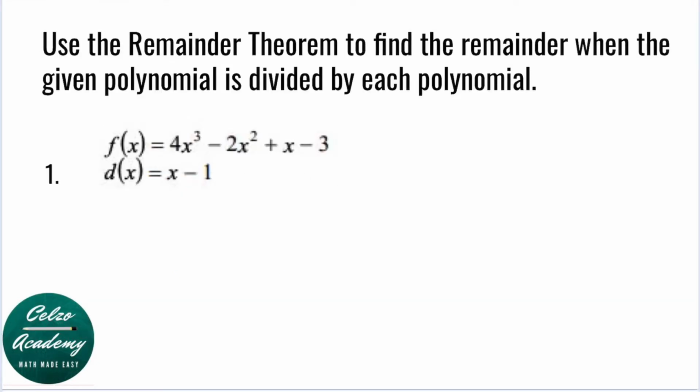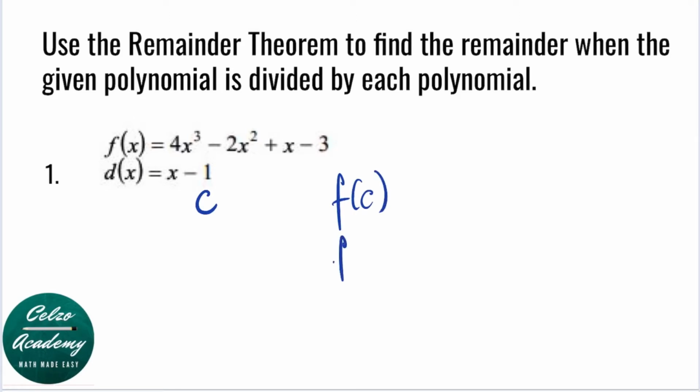Question number 1. F of x is equal to 4x cubed minus 2x squared plus x minus 3, and we're dividing it by x minus 1. Our divisor here is x minus 1. This means our c value is positive 1, not negative 1. So to find the remainder, we need to find the value of f of c. In this case, our c value is 1.